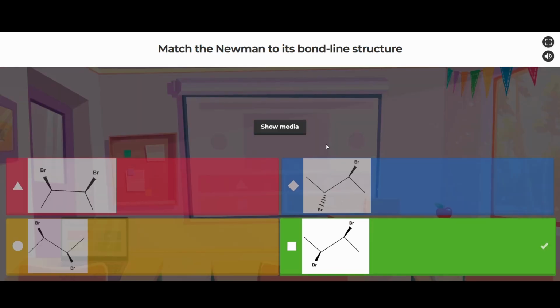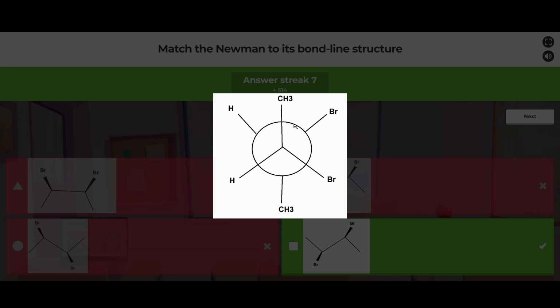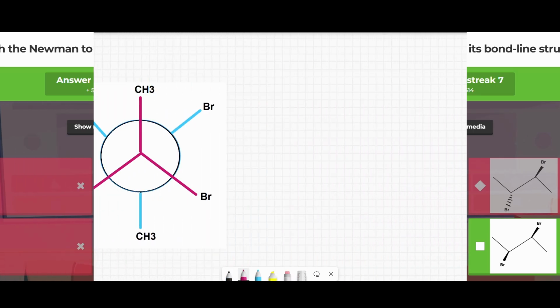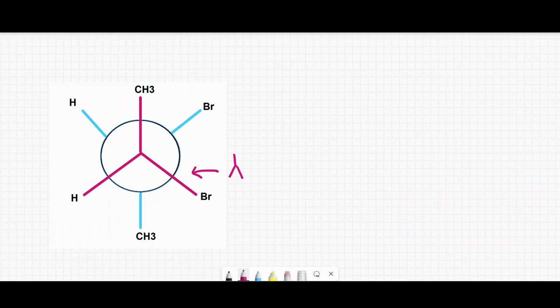Alright, how'd you do on this one? I know these ones can be a bit difficult, so feel free to watch my longer video on going from bondline to Newman, but otherwise you can see how I recommend you do it here. So your front carbon in pink here, it looks kind of like an upside down Y shape, so that's what it will look like in its bondline structure. The back carbon in blue here looks like a right side up Y, 2 prongs upward and 1 stem downward. Now go ahead and replace those prongs with 1 wedge and 1 dash each.